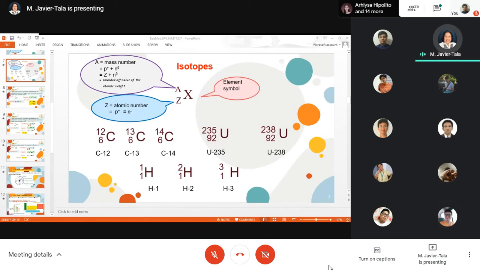What is the atomic number and atomic weight of carbon in your periodic table? Atomic number, ma'am, 6. Then atomic weight, 12.01. Is there only one indicated in your periodic table? Yes, ma'am, only one.